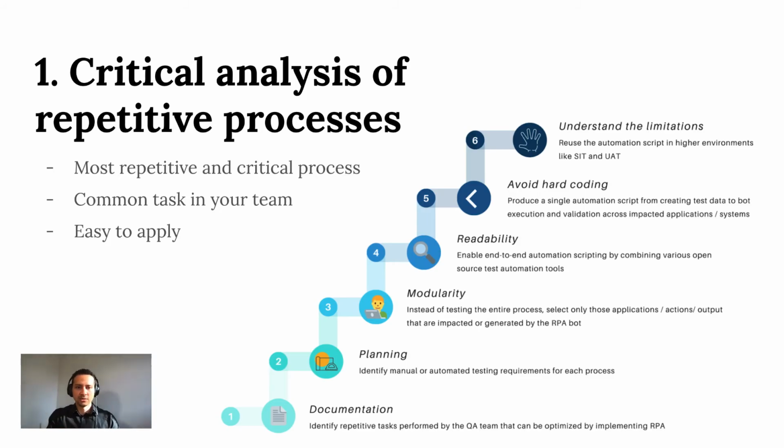So critical analysis of repetitive processes is one of the most important things, because we have the most repetitive and critical process to analyze. This is the top 1 priority. If it's repetitive and it's going to impact the business of the client, for example, deployments, this is the top 1 priority. Common tasks in your team, so for example, sharing knowledge, or as I said before, all those steps are critical and a very repetitive process.